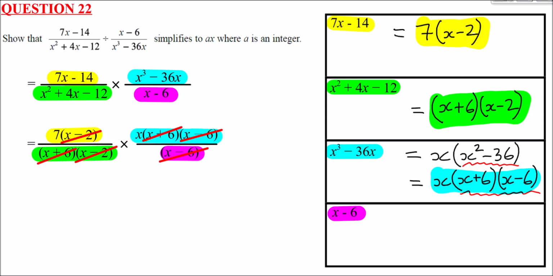And then you'll see that the only thing that's left is a 7 on the top here, multiplied by an x on the top here, and 7 multiplied by x is simply 7x. So after all that mess, it just simplifies out very nicely to exactly 7x. So little a ends up being 7.